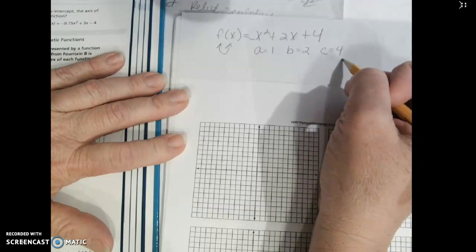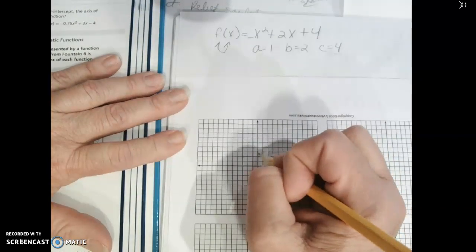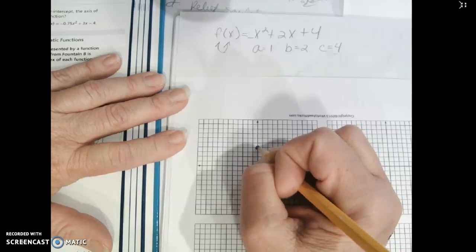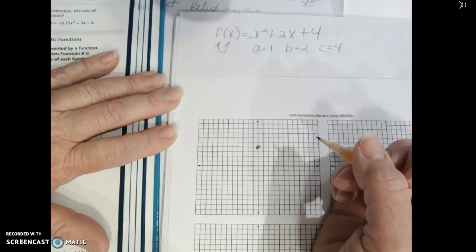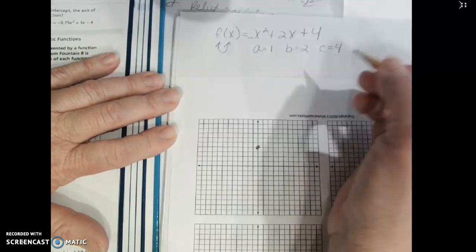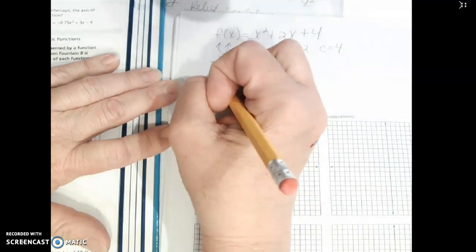First thing I'm going to look at, I know c tells me where it crosses the y-axis. So 1, 2, 3, 4. I'm going to put that point in here. Now I need to know where my axis of symmetry is. That will in turn tell me where my vertex is, because the vertex is on that axis. It is the opposite of b over 2a.